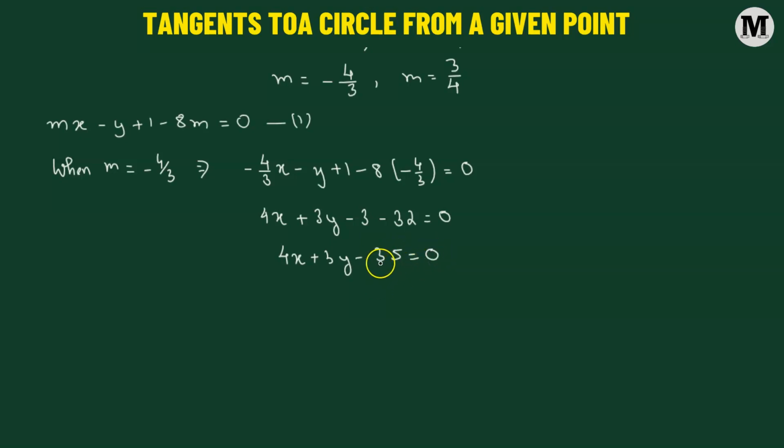So this is going to be the equation of one of the tangent lines. And if we consider m to be equal to 3 over 4, then we get the other equation 3x minus 4y minus 20 equals to 0. These are the two equations of the tangent lines.